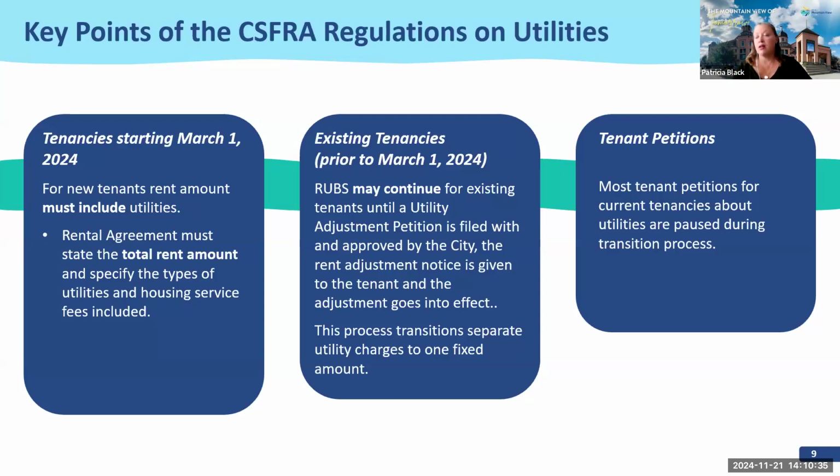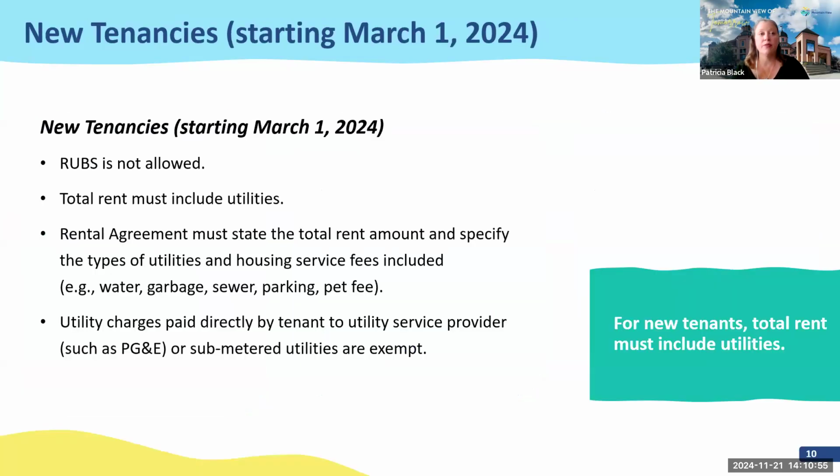However, if you are unlawfully charging new tenants utilities through RUBS, they can file a petition, or if there are other reasons why the utility charges specifically need to be addressed through an unlawful rent petition and they don't fall under certain categories, they still can be filed. It's just a little bit more nuanced.